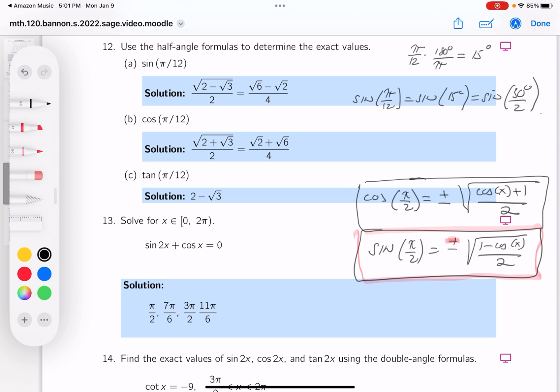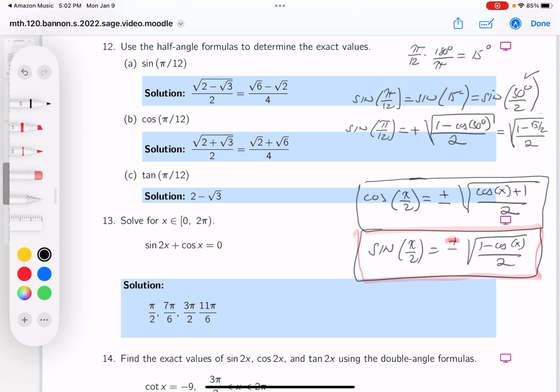So let's write this down now. So what are you going to get? The sine of pi over 12 is equal to, I'm looking at this one, by the way, plus the root of 1 minus the cosine of 30 degrees over 2. All right, I got to figure that out now. And that doesn't look too bad to do, by the way. So 30 degrees, let's think about that. What are you going to get? You're going to get 1 minus root 3 over 2 all over 2.